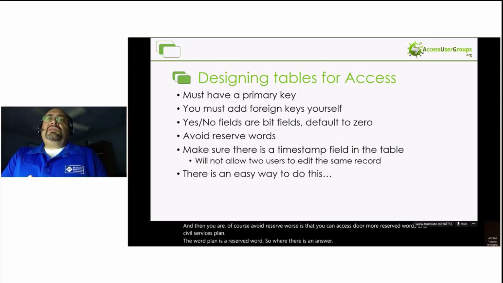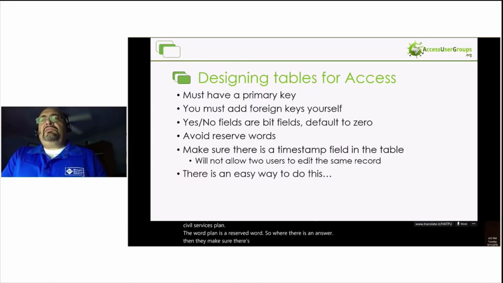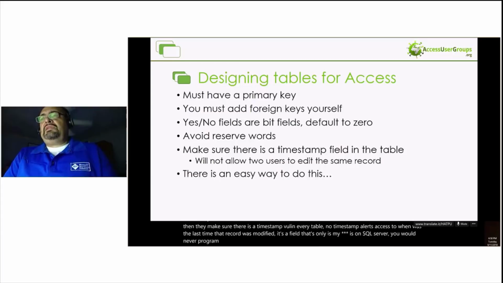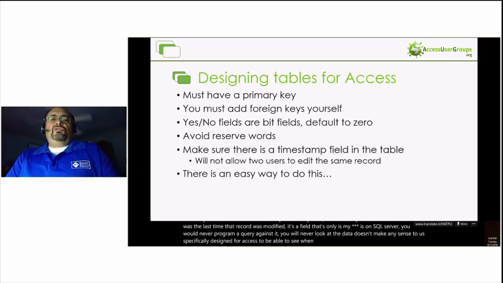And then make sure there's a timestamp field in every table. Now, timestamp alerts Access to when was the last time that record was modified. It's a field that's only used by Access in SQL Server. You would never program a query against it. You would never look at the data. It doesn't make any sense to us. It's specifically designed for Access to be able to see when that record was modified. And every table that you create in SQL Server should have the timestamp field, right?